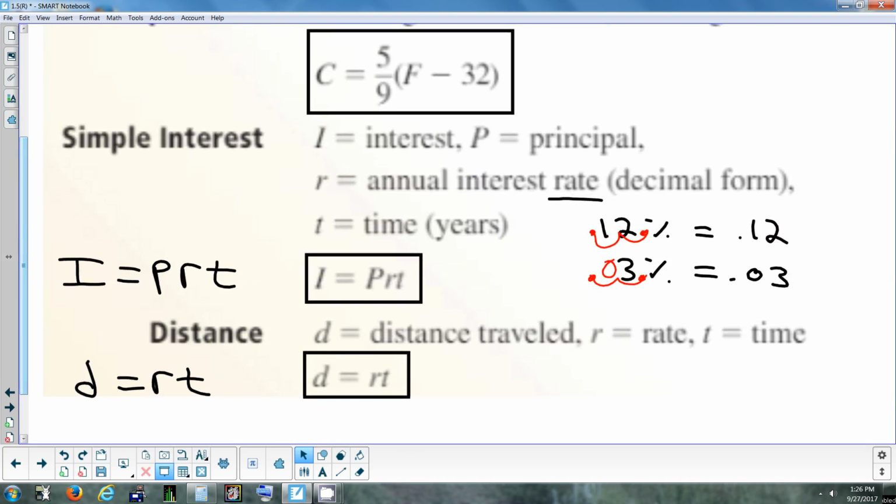Does everybody have what's in the 3 boxes? Anyone else need it? Good.